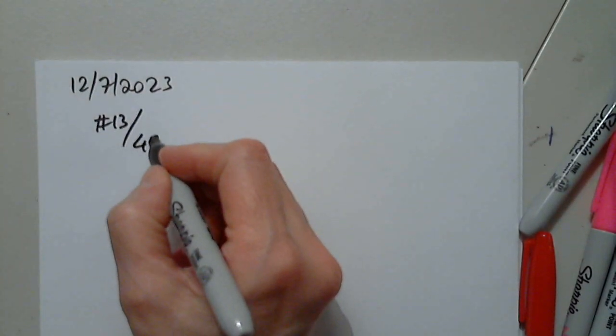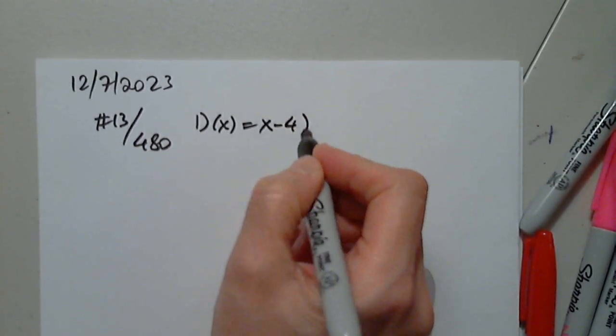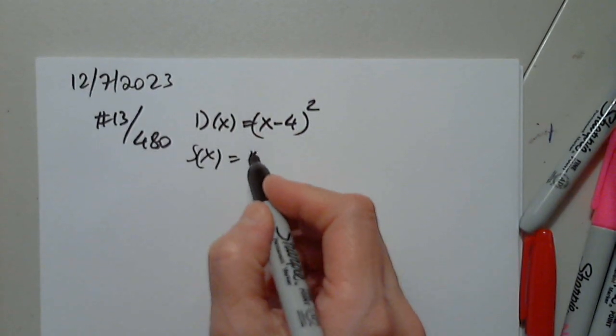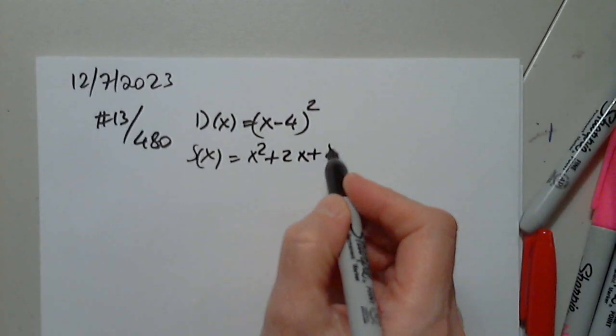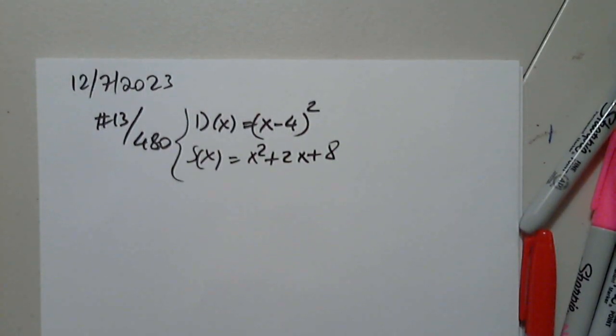13 on page 480, and we have d of x equals x minus 4 squared, and s of x equals x squared plus 2x plus 8. Good. So we're asked to determine the consumer surplus and producer surplus at the equilibrium point. So let's go back and read the question. So we have to find the equilibrium point first.